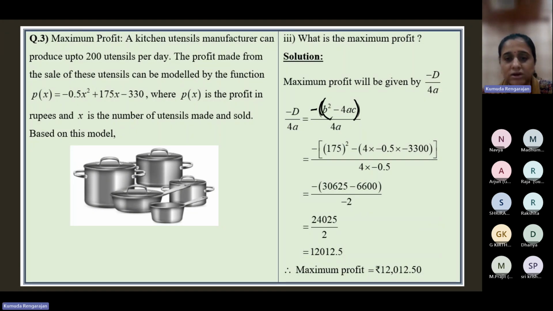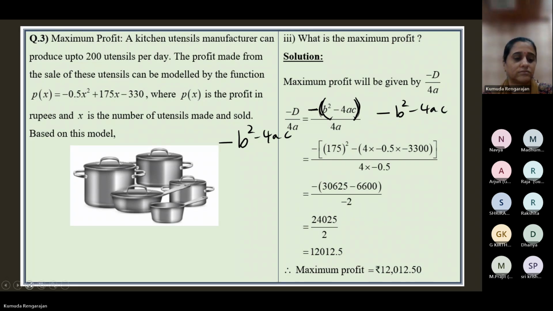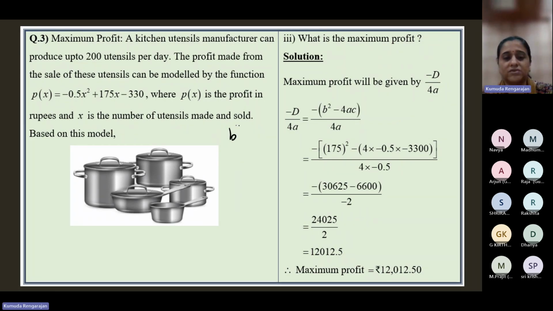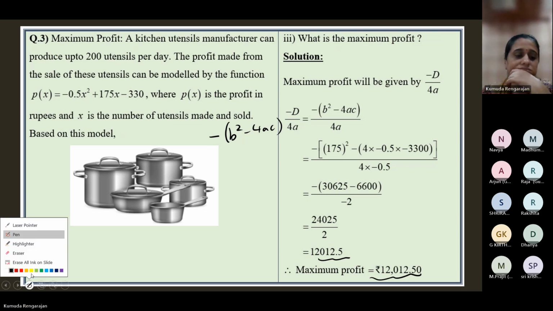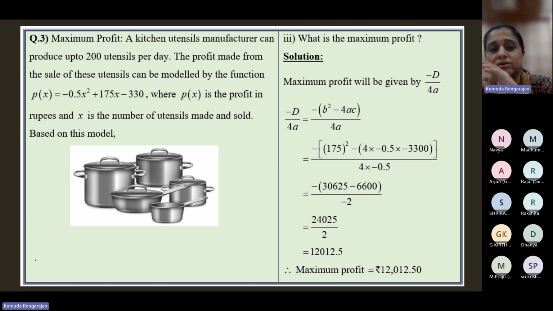This is D. What is in the bracket is D. Minus D, put a minus outside. Don't write -D like this, as -b square minus 4ac. You're wrong. D is b square minus 4ac, and the negative of this one, like this, by 4a. So substitute the values and you get this. So this is the maximum profit. This is not hundreds of rupees or thousands of rupees. This is only the profit.